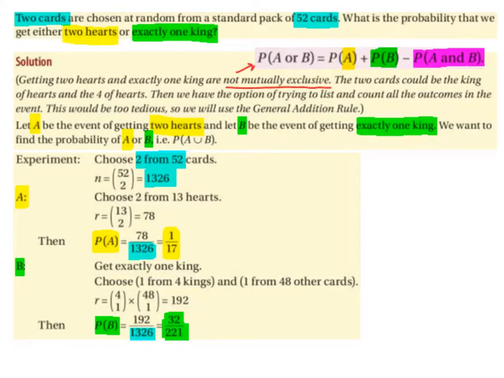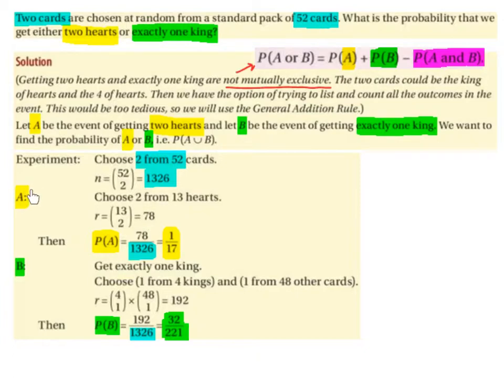So let's start with stating our experiment. Our experiment is to choose two from 52 cards. So we're told that two cards were chosen from a pack of 52. So n is equal to 52 choose 2, which is 1,326.